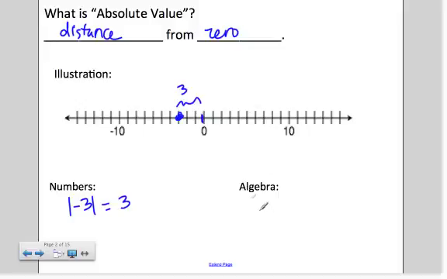In algebra, if I had the absolute value of x equals 4, well, the distance of some number from 0 is 4. There are two numbers: -4 or +4. So x equals -4 or x equals +4.